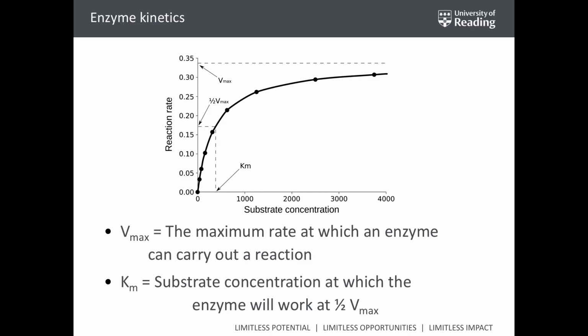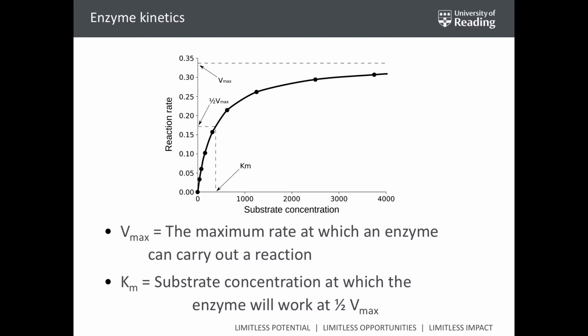The key considerations here are Vmax, and this is the maximum rate at which an enzyme can carry out a reaction. So given a projected almost infinite concentration of substrate, this is the maximal velocity that a reaction will proceed at in the presence of an enzyme. The other key definition to think about is the Km, and this is the substrate concentration at which the enzyme will work at half of its maximal velocity. You can see what's been plotted here is Vmax running along the top. When you go down to half of Vmax, the substrate concentration at which this is achieved is the Km, and it's found by moving across to the x-axis here.